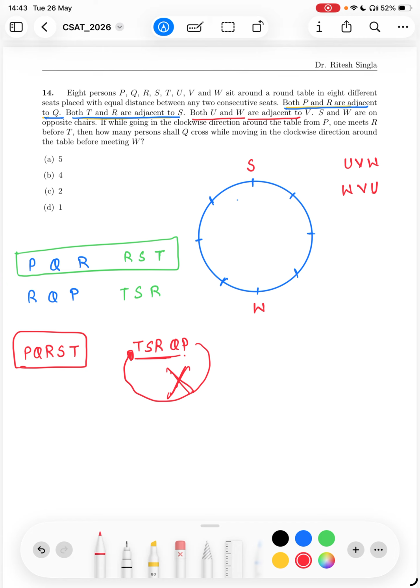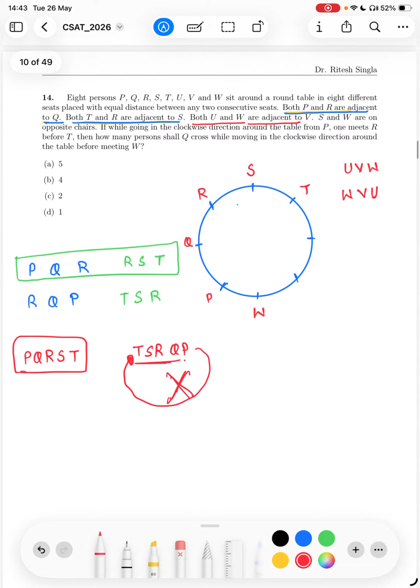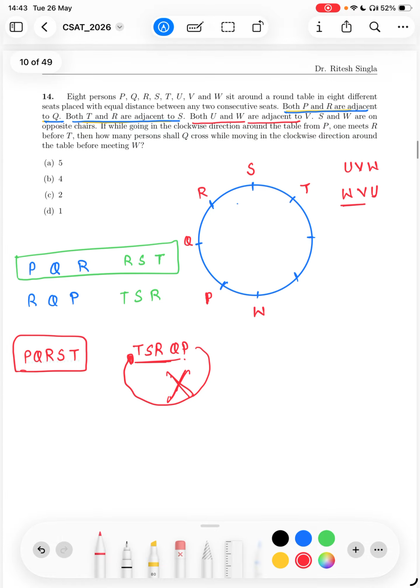I know the position of S. I know the position of T. I know the position of R, Q and P. Also, I know the position of W. There cannot be anything after W because after W we have P. So it should be U, V and W. See, from the first 3 and 4 equations we are able to generate the position of each and every one.